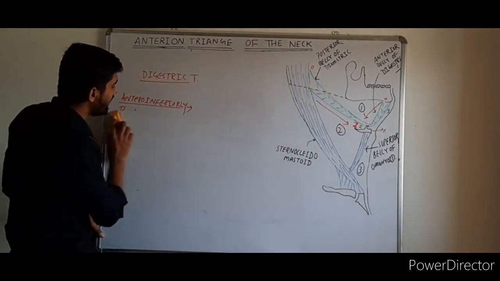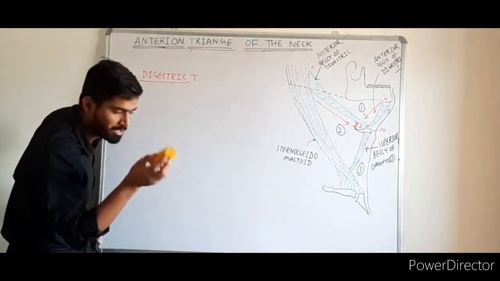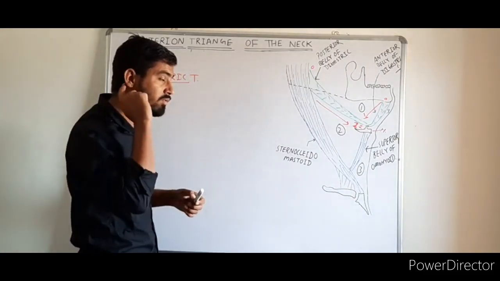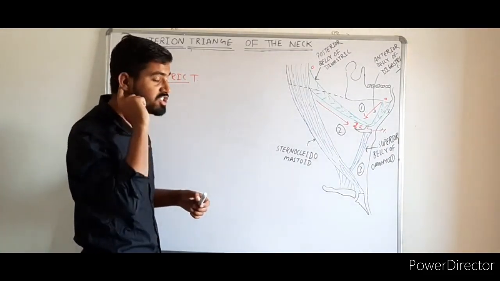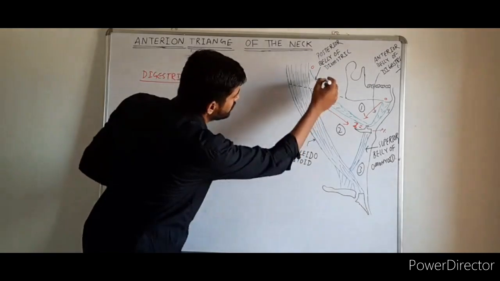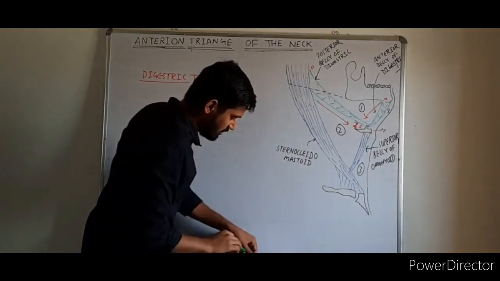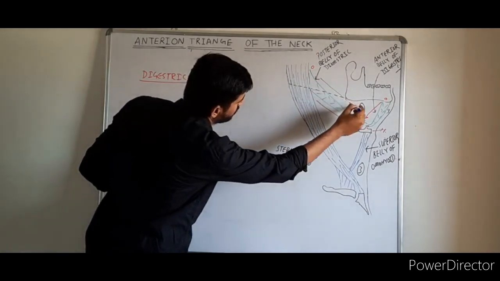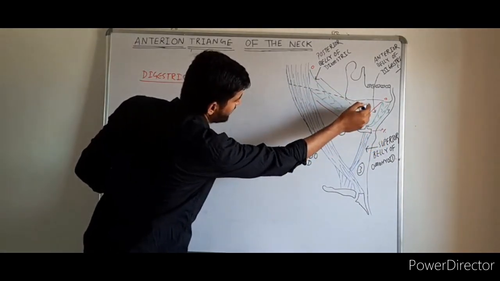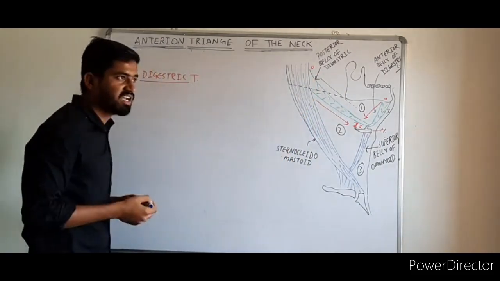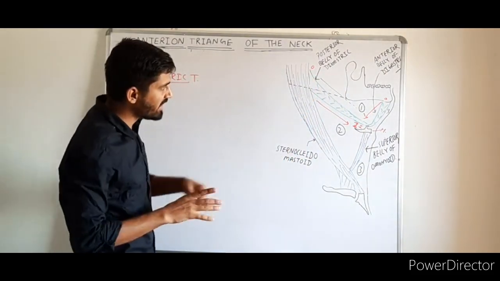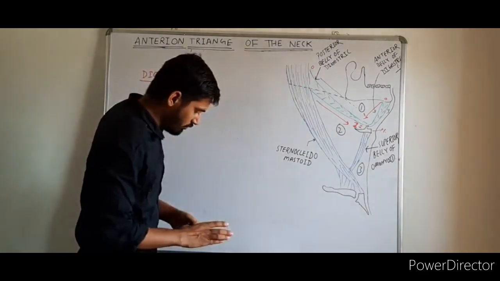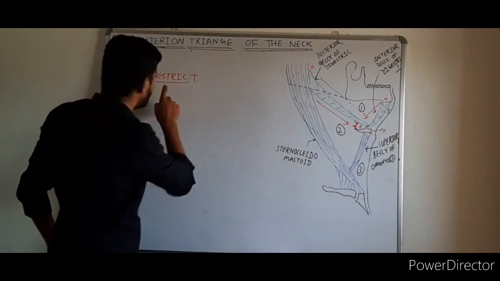Now one thing: the digastric triangle is divided into two parts, anteriorly and posteriorly, by a ligament from the styloid process, the stylomandibular ligament. It's somewhat like I'm showing here. This is the anterior part. This is the posterior part. So the digastric triangle is divided into two parts by the stylomandibular ligament.